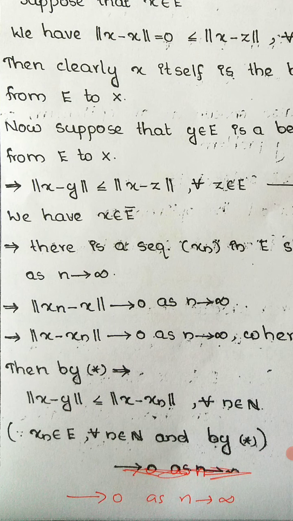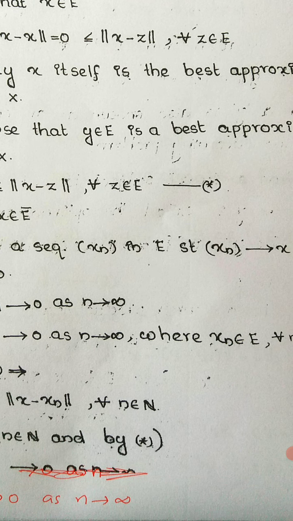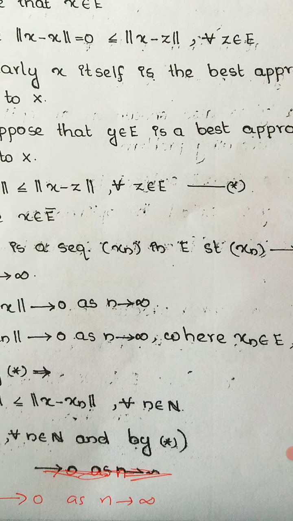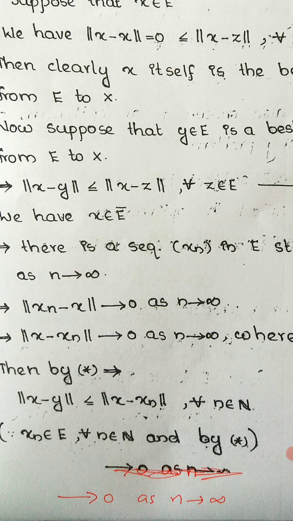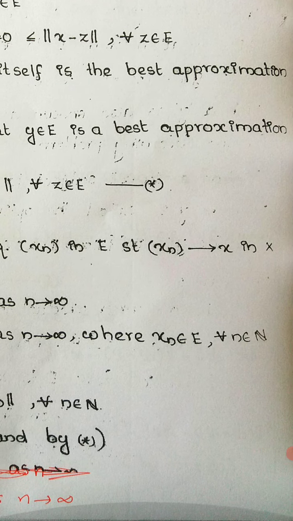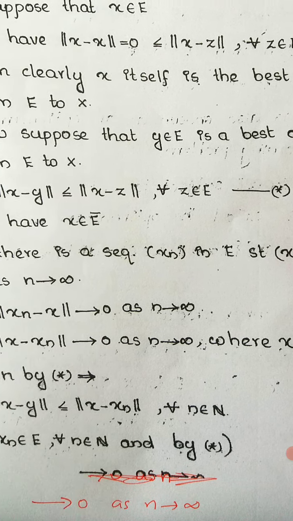We have x an element of E bar. What does it mean? There is a sequence xn in E such that xn converges to x in X as n tends to infinity. So using norms, we can write norm of xn minus x tends to 0. In the same way, norm of x minus xn, which is the same as norm of xn minus x, approaches 0 as n tends to infinity, for xn in E and for all n in N.